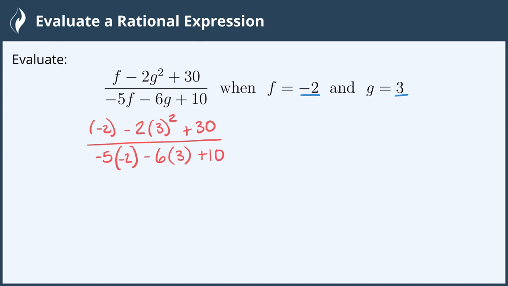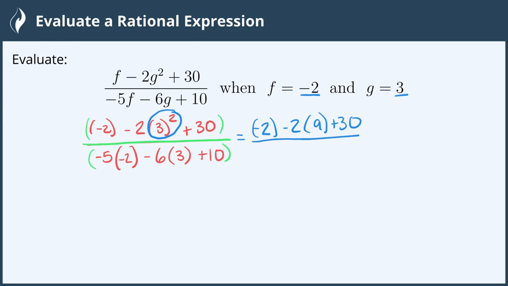Now, we don't have a large set of parentheses indicating the numerator and the denominator, but it is there because we have this long division sign. So we really need to work in the top and the bottom as if there are these implied parentheses, and still following the order of operations. So in the numerator, we'll go ahead and do the exponent first. So we have 3 squared, which is 9. So we'll rewrite this as negative 2 minus 2 times 9 plus 30.